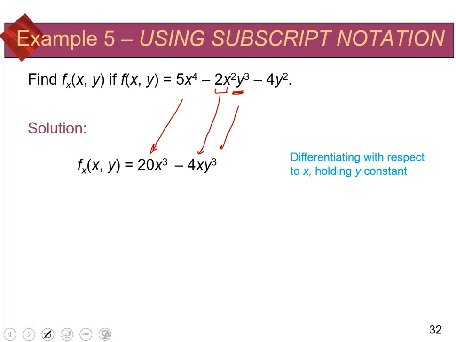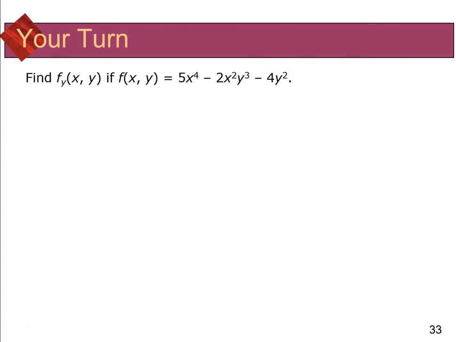The minus sign still says minus. This, however, was a constant, because there's no x value there, so this is all treated as a constant. And its derivative would be 0. So if I'm doing a derivative with respect to x, I end up with 20x cubed minus 4xy cubed. That's why I have to be very careful knowing which variable I'm treating as a constant, which one I'm treating as the variable. So for your turn, same function. Now I want you to do f sub y of xy, which is the partial derivative with respect to y.